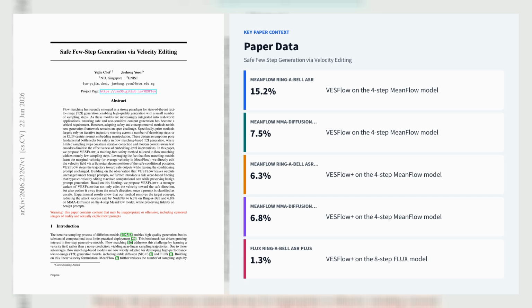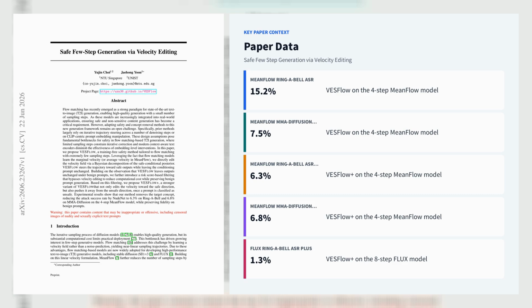Instead of steering the sampling trajectory with per-step negative guidance or editing prompt embeddings, VES Flow directly edits the model's marginal velocity field toward a safe conditional posterior using a Bayes-derived score term, which is especially suited to extremely few-step generation. The paper's key insight is that few-step samplers cannot accumulate small corrections reliably, while modern T5-based text encoders make toxic concepts hard to erase in embedding space.